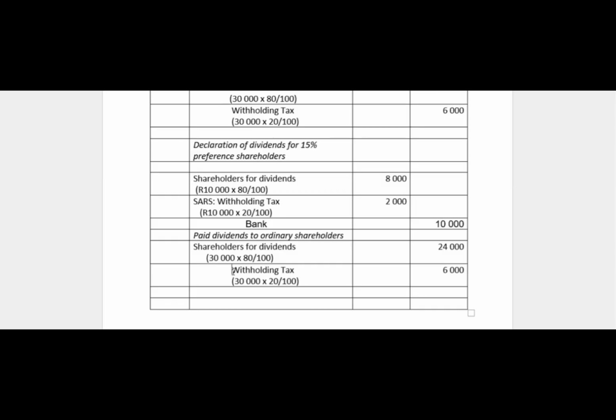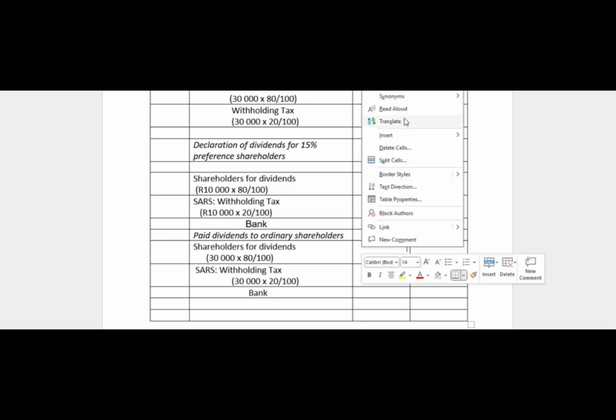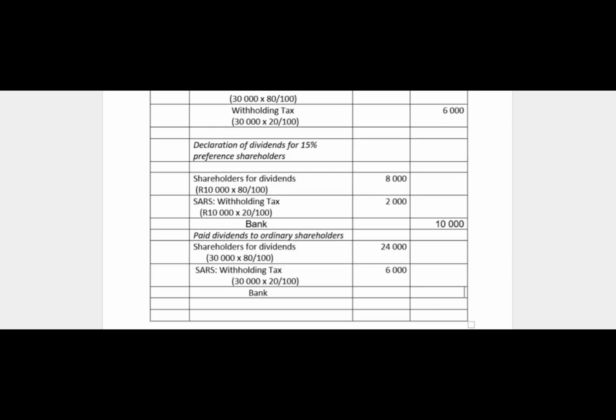Just trying to show you that this is very simple. So remember, this one must be Sars. Even the other ones up there, you must start with Sars because we are paying this to Sars, okay? And then remember, we credit bank, because we are making a payment, all right? So bank there. Okay, and then remember these two must be debited. Cut, paste on the other side quickly. All right, and then 40,000.